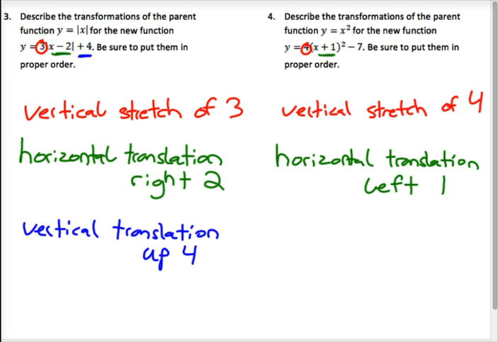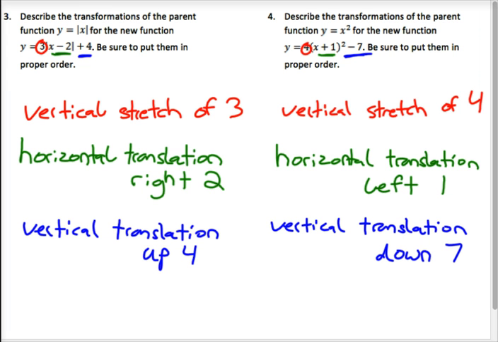And then finally, at the end there, the 7 is being subtracted off on its own at the end of the function. So when that's happening, remember that it's going to be a vertical translation. And when it comes to vertical translations, they act the way we would expect them to. So that is actually a motion down 7, just like the negative would make us believe.